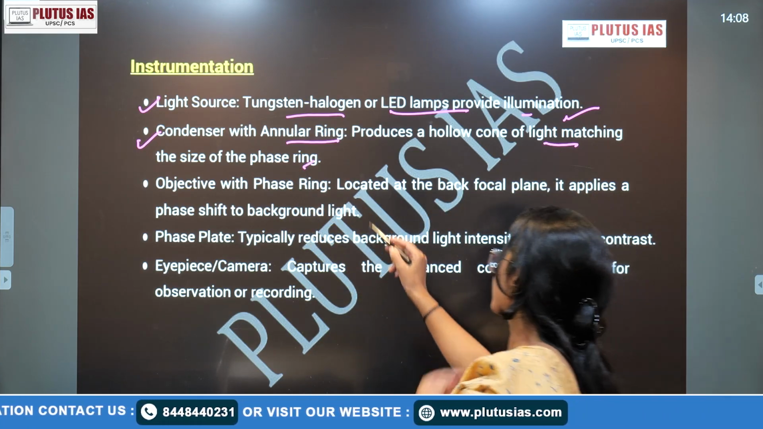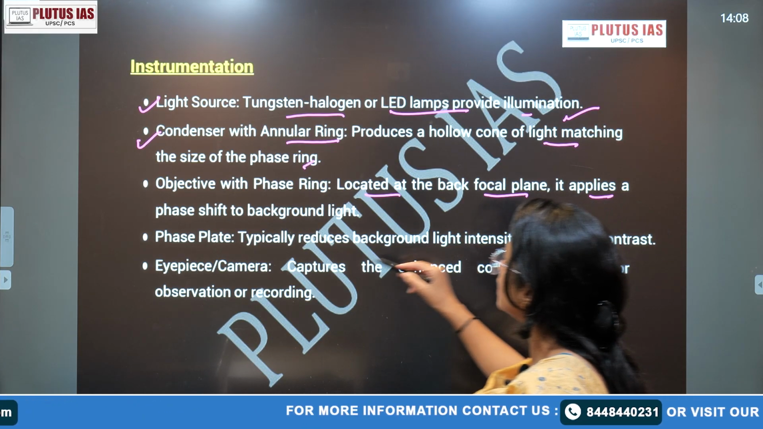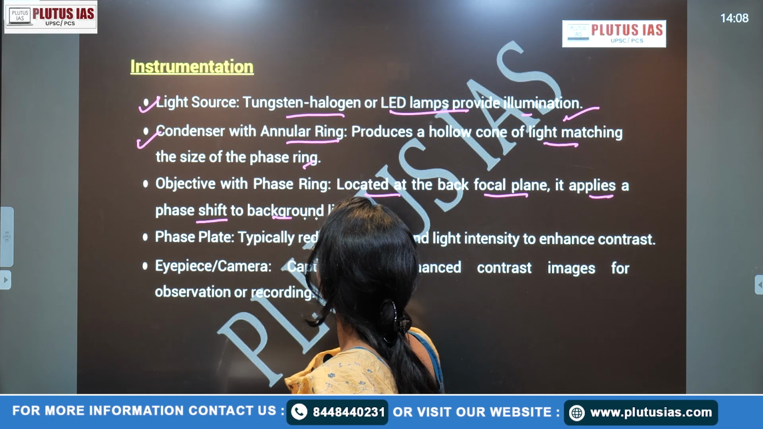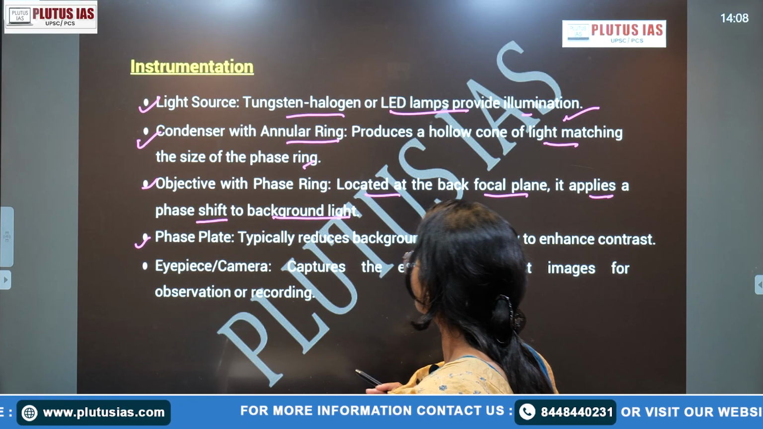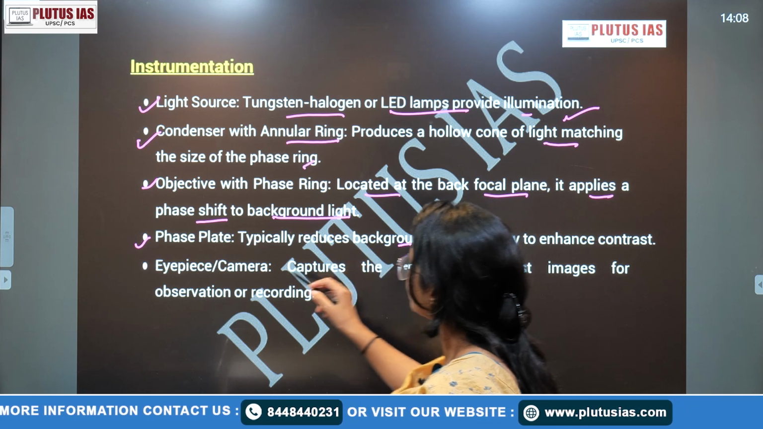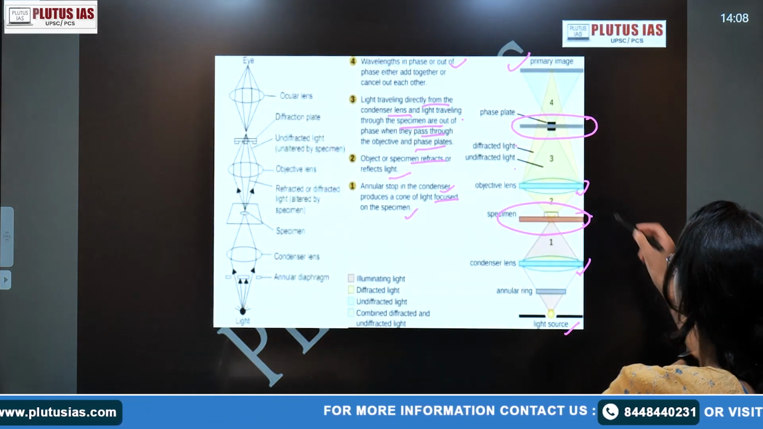Then the objective with the phase ring located at the back focal plane applies the phase shift to the background light. This is your objective with the phase ring. Then the phase plate typically reduces the background light. This is something important, right? This is something we have already talked about here. This is your phase plate.